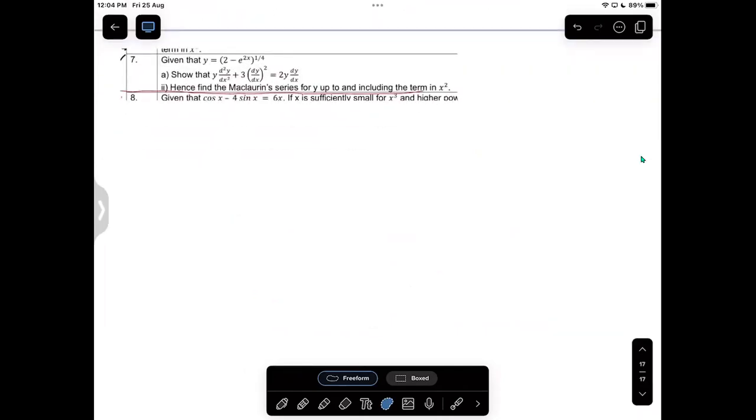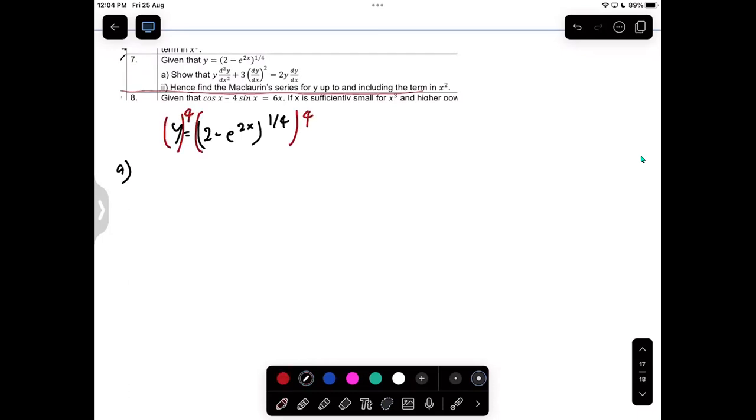Maclaurin series. The next one is y equals 2 minus e to the power 2x, all to the power of 1 over 4. So part A, you want to show that y times d2y dx squared plus 3 times dy dx bracket squared equals 2y dy dx. So the main moral of the story for this type of question is you don't just directly differentiate it. Instead, you do some algebra first before you differentiate. So what I like to do is raise to the power of 4. Then this will give me y to the power 4 equals 2 minus e to the power 2x, bracket power 1. Power 1 means I can drop it. Yeah?